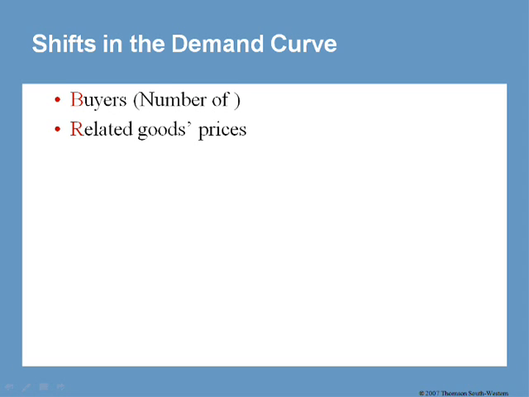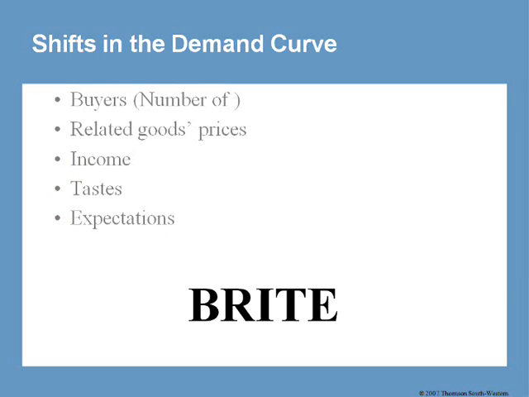The things that will cause a change in demand are the number of buyers, related goods prices, like complements and substitutes, also changes in the buyer's income, the buyer's tastes, and the buyer's expectations for the future. All of these things are going to affect their demand for the good, and this is essentially where demand comes from in the first place.